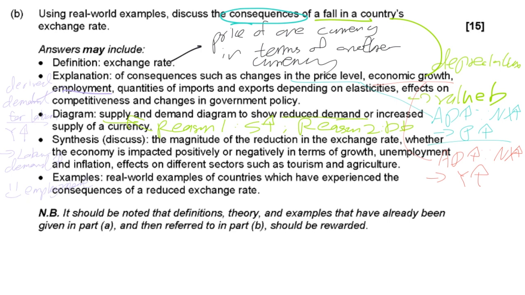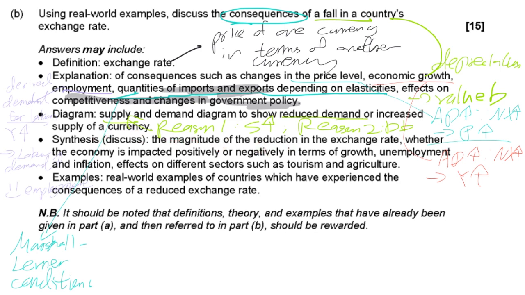The fourth thing is that you have to discuss the quantities of imports and exports depending on the elasticity. Now this one is a little bit complicated because it depends. Did you understand the Marshall-Lerner condition? It says that only if the elasticities are high enough will you get a favorable effect on the current account. Last one, the effect on competitiveness and change in government policy. I think these are all related to the exports and imports that we discussed. It depends on the quantity of exports and imports.